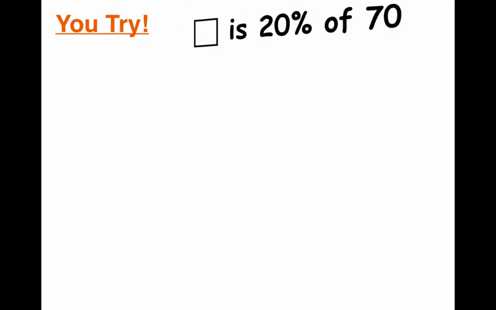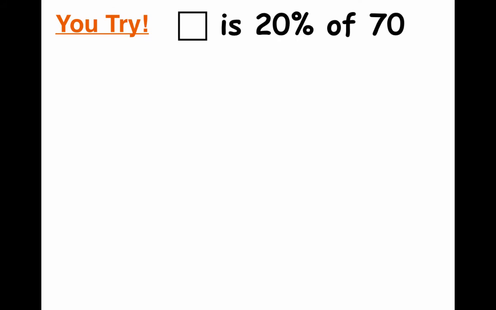That's it. All right. Okay, so it's your turn to try one of these double number line problems. Here's your question. Blank is 20% of 70. Go ahead and hit the pause button on your device and see if you can set up the double number line to figure this out. Okay, you're unpausing the video.